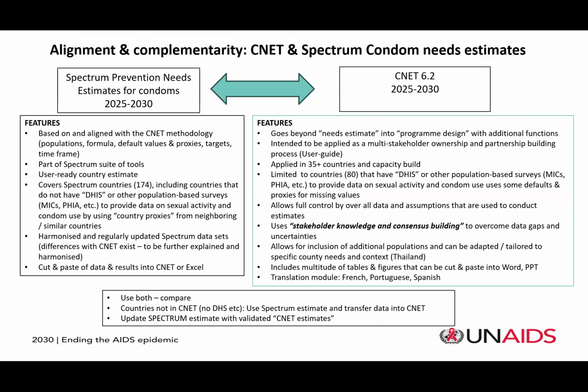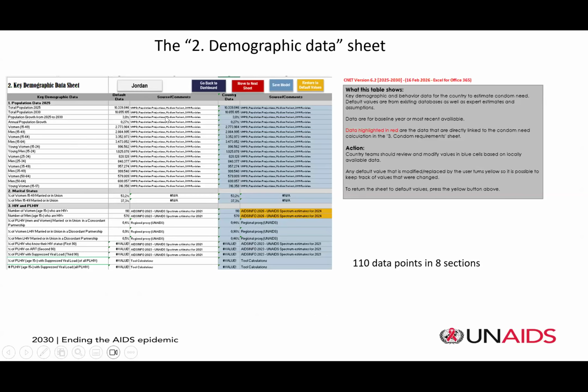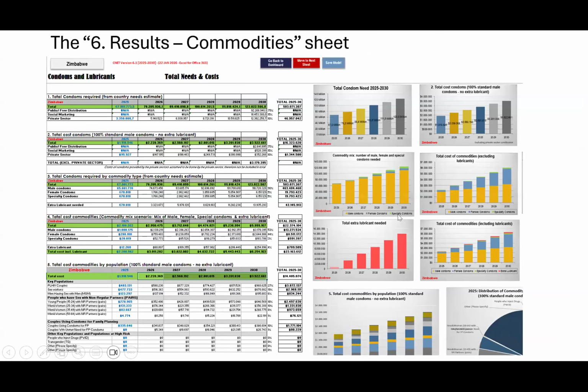So this slide gives you a comparison of the features, and basically, without going into the detail, CNET goes beyond this needs estimation into a more detailed stakeholder process, and you can weigh the pros and cons based on this. This is just describing some of the input sheets. You have a demographic component using the same UN population projections data as the underlying population, and then specific population sizes for subpopulations, in part based on population-based survey data.